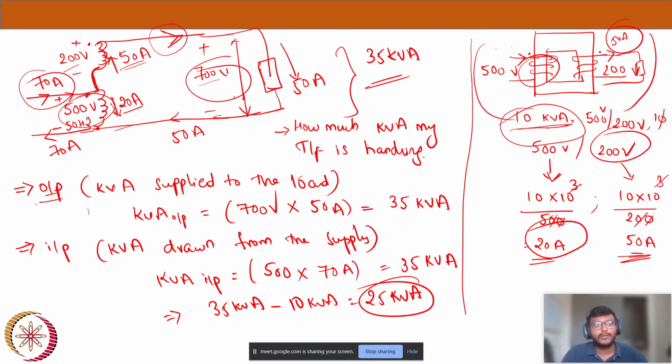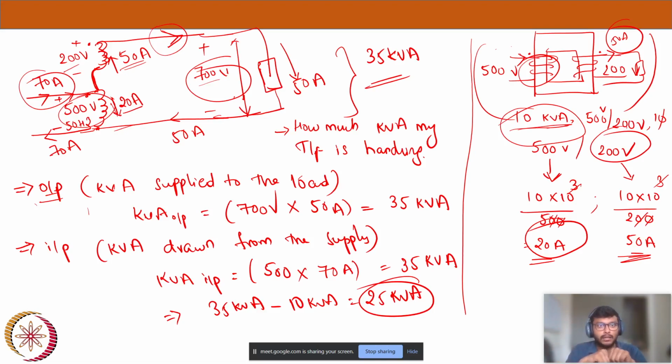Flux is induced whenever I give the rated 500 volts to my primary, and the same flux is balanced in the secondary as well. The same flux balance is there. Still the flux balance is there. But what extra can you see in this right side transformer and the left side transformer? What additional thing do you see here?